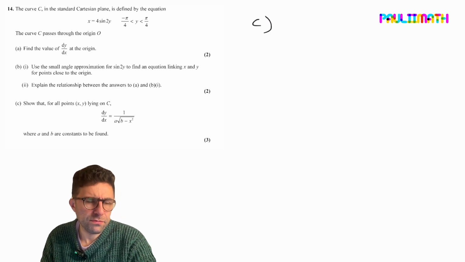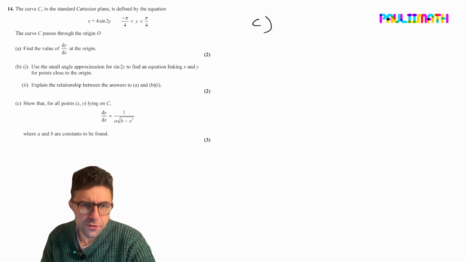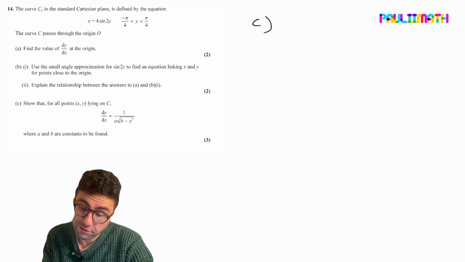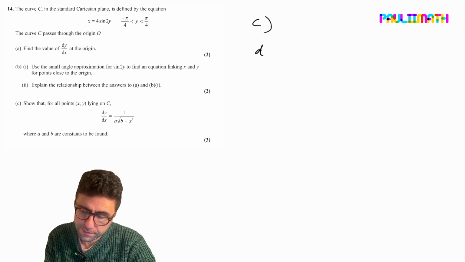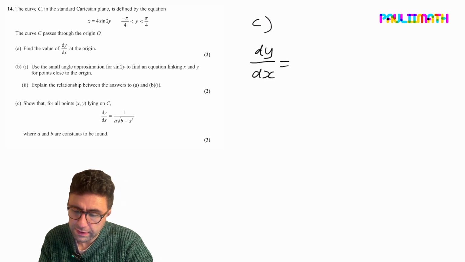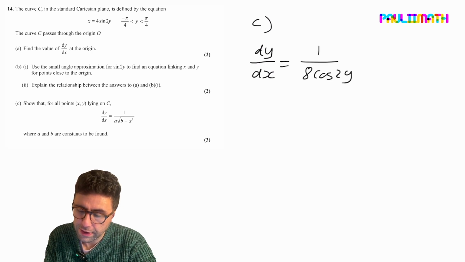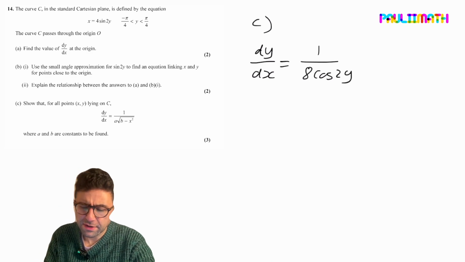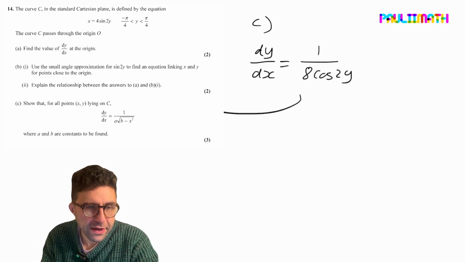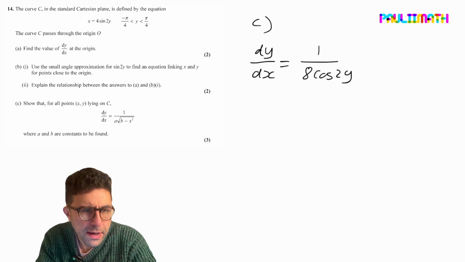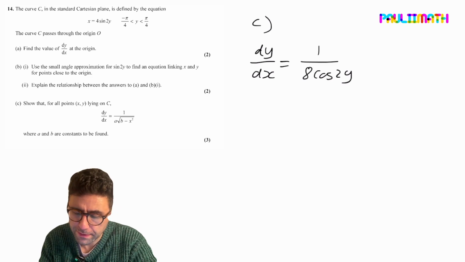And part C, show that for all points lying on C, you get that. Well, admittedly, so far we only got the derivative at the origin being 1/8. Now they want it more generally. Well, we did have an expression for it, actually: dy over dx equals 1 over 8 cos 2y. Now we need to somehow transform that into what they have there. How are we going to do it?